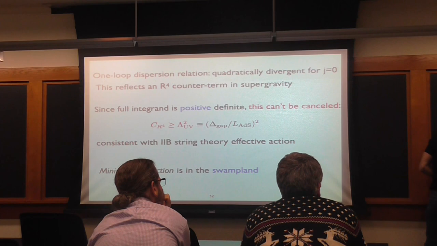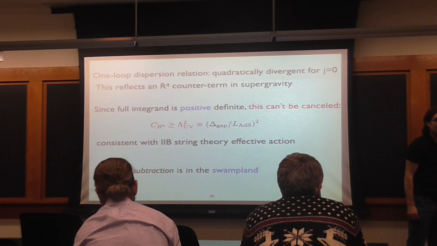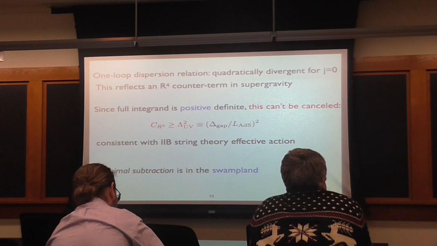So I'm using this as an input. It would be nice to understand this more directly. But the double discontinuity of a diagram is the double discontinuity of a single block. Yeah, this would conceptually answer the question of how you see AdS emerge. Right now, I'm just using this as a known fact. It would be nice to understand better how that works.